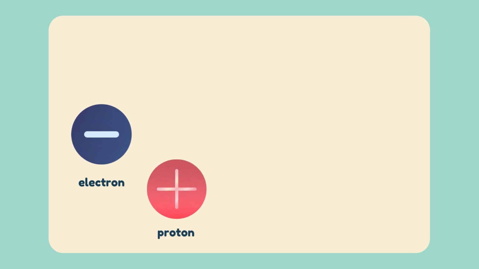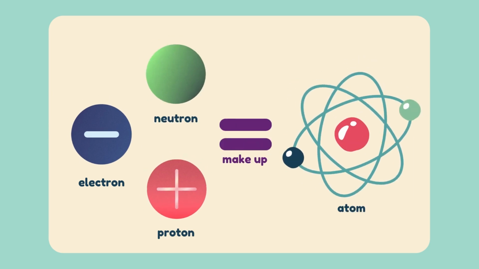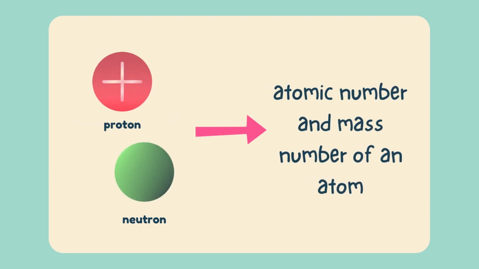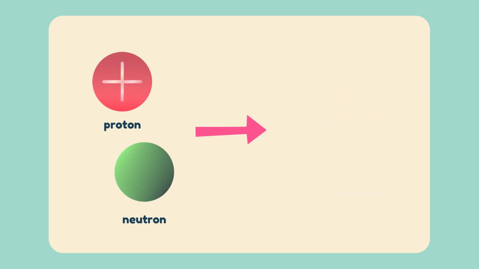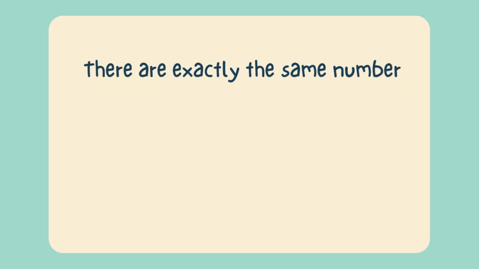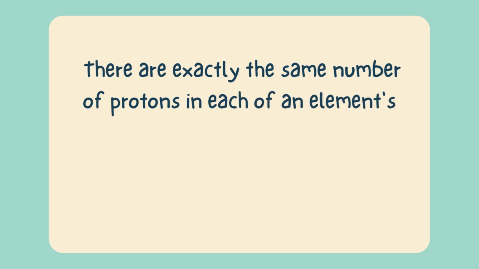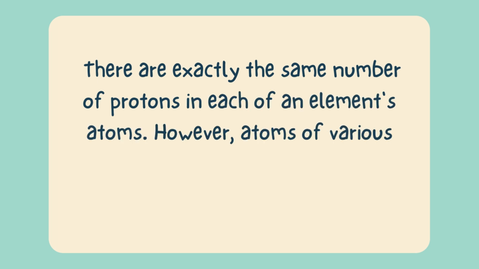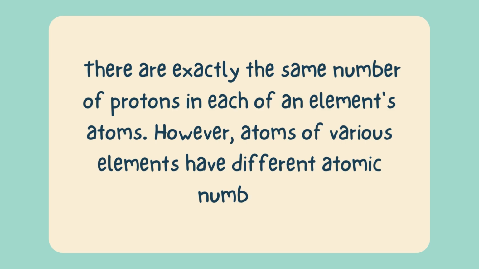Electrons, protons, and neutrons make up an atom. Equivalently, proton and neutron numbers are related to the atomic number and mass number of an atom. There are exactly the same number of protons in each of an element's atoms. However, atoms of various elements have different atomic numbers.